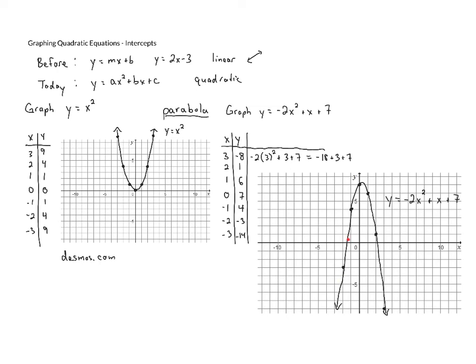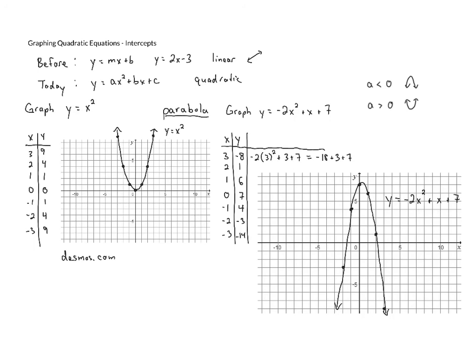You'll notice this one is opening downwards instead of upwards like the first one. In general, if the leading coefficient is negative, we're going to have a parabola that's opening downwards. And if it's positive, we're going to have one that's opening upwards. So if a is less than 0, if the leading coefficient is negative, it's going to look kind of like a frown because it's sad, because it's negative. And if it's greater than 0, it's going to be opening upward like a smile, like it's positive.